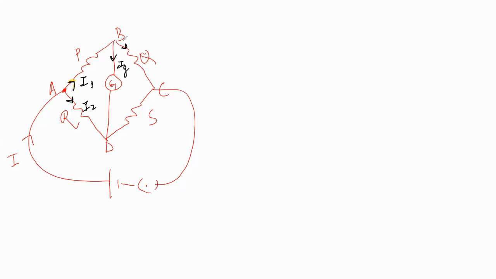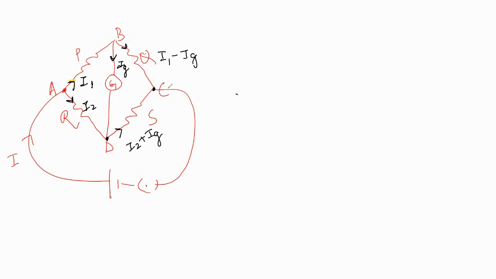BC, the current will be I1 minus Ig in the BC branch. Similarly, at D point, Ig is also reaching and I2 is also reaching. So the current flowing in the DC branch will be I2 plus Ig. And at C point, again, these two currents will be reaching.